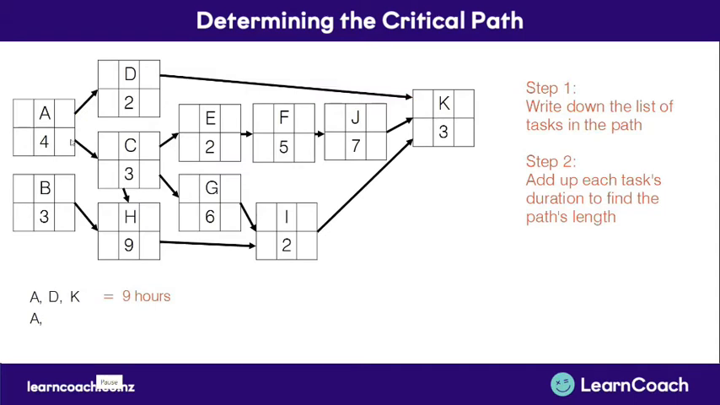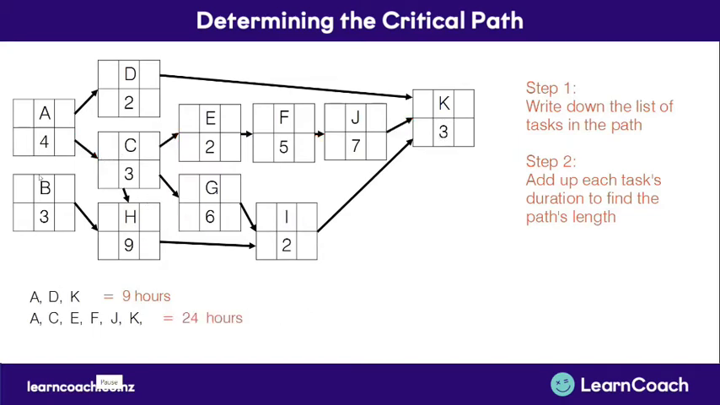We'll start at task A again, and if you go along this arrow to task D, you'll notice that there's no other possible path to take. So we go down this arrow this time to task C, and then we take the first arrow up to task E, and then the next arrow to task F, then the next arrow to task J, and finally the next arrow to task K. That's our second path, and next we add up each task's duration to find the path's length. So it's 4 plus 3 plus 2 plus 5 plus 7 plus 3, which equals 24 hours.